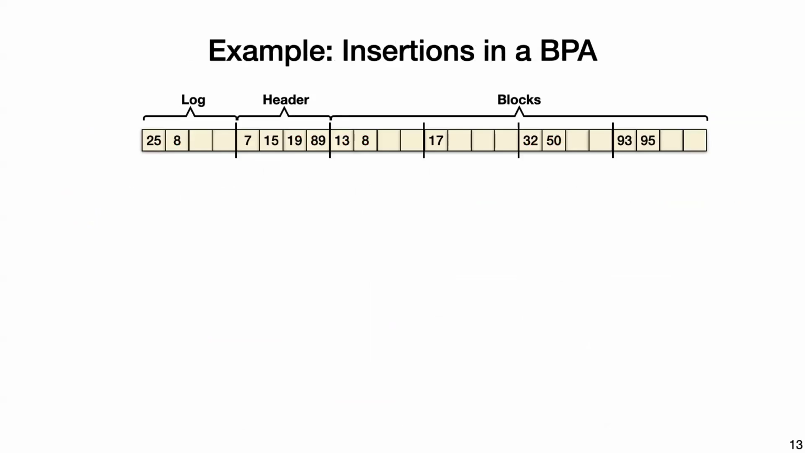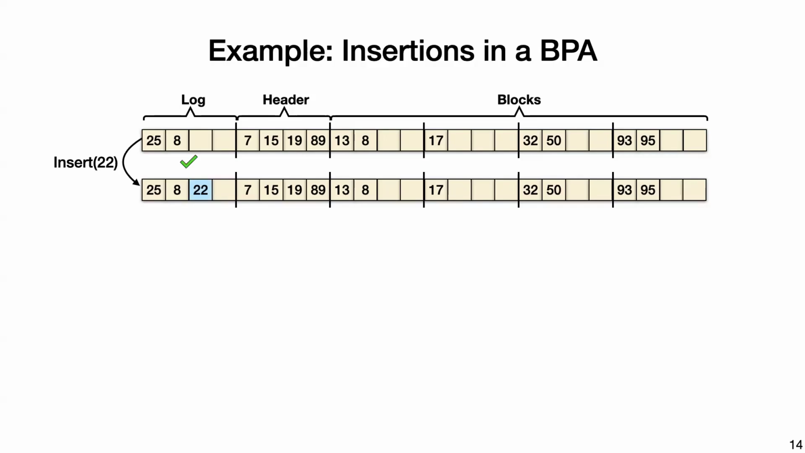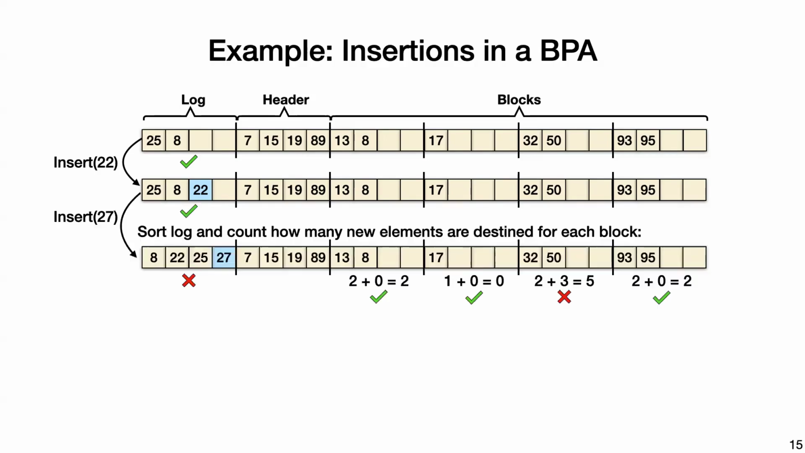So here's an example. We're just going to use the same array that we had before. These are the blocks, and then we have some buffer here. So suppose that we insert this element 22 into here. We have space in the buffer, which is the log, so you don't need to do any flushing. We're just going to insert it there, and that's the end of it.